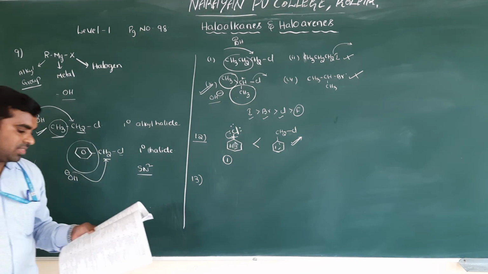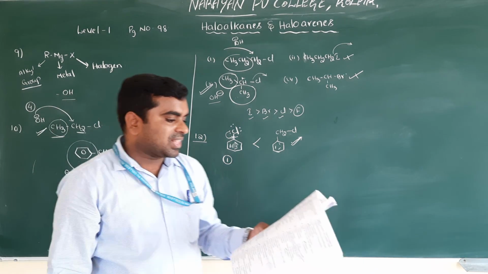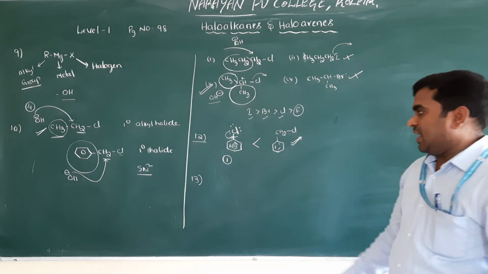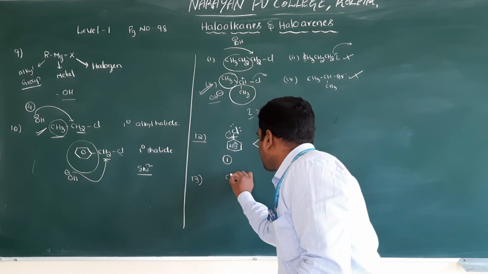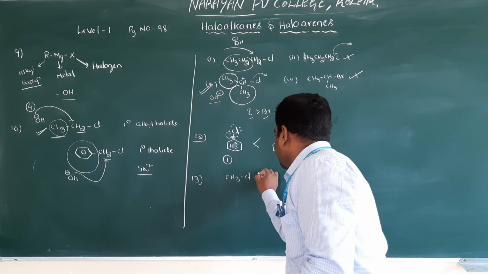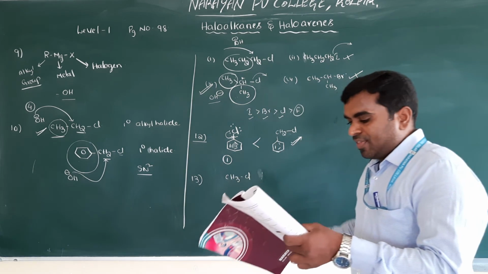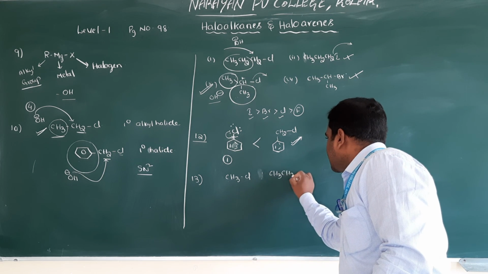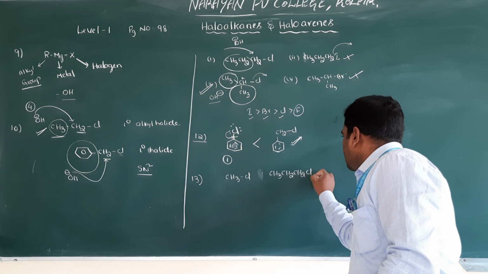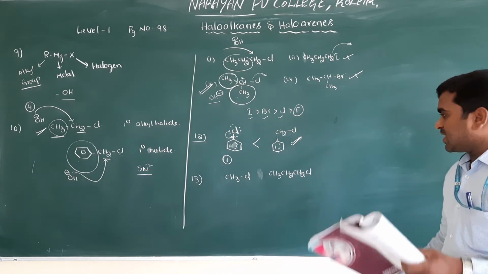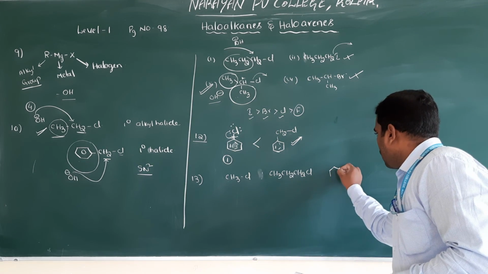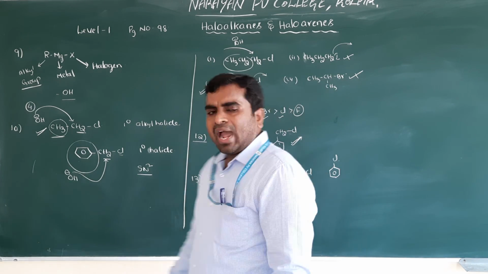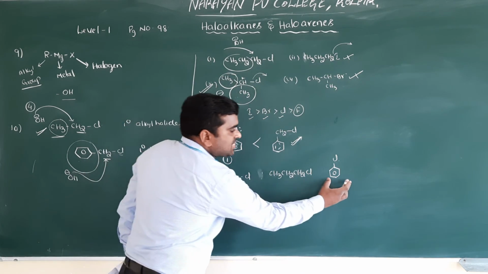Question number 13. The reactivity of methyl chloride, propyl chloride, chlorobenzene in the SN reaction. You already know that methyl chloride means what is the formula? CH3Cl. And another one is propyl chloride. Propyl chloride means CH3, CH2, CH2Cl. Next one is chlorobenzene. What is the reactivity order? Chlorobenzene. Okay? And compared to these two, this is less reactive.